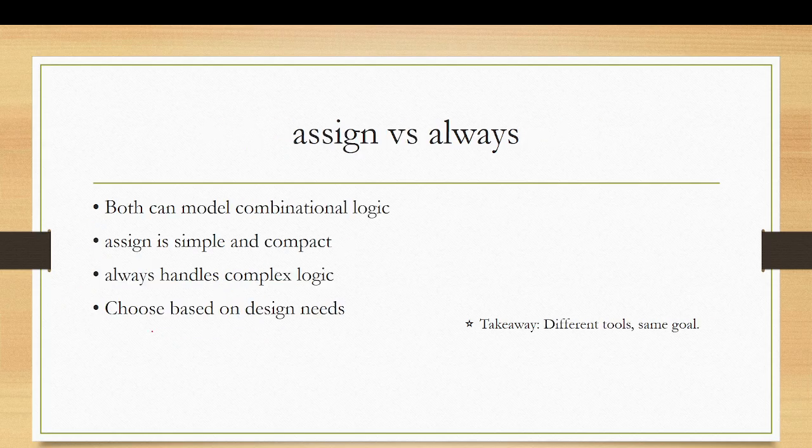Assign versus always. At this point, you might wonder why not simply use the assign statement? Good question. Both assign and always blocks can model combinational logic. For simple equations, assign is often clear and compact. But real designs quickly become more complicated. Always handles complex logic. When logic grows larger, the always block becomes much easier to manage. That's why engineers frequently prefer the always statement.